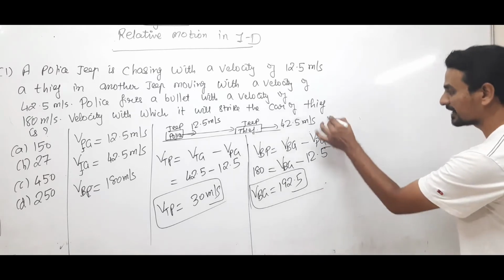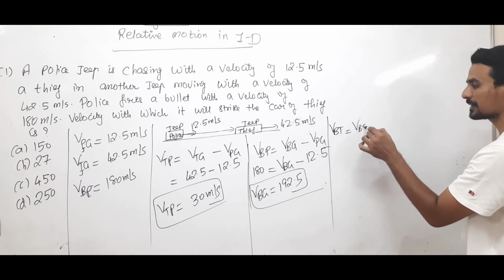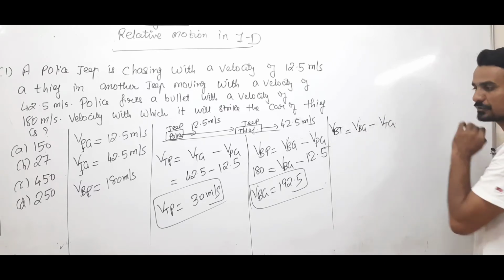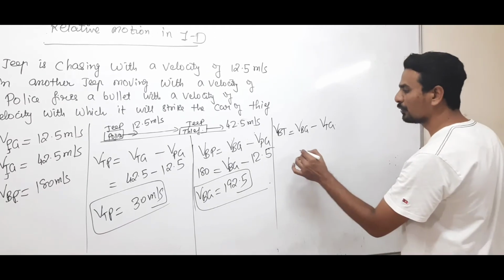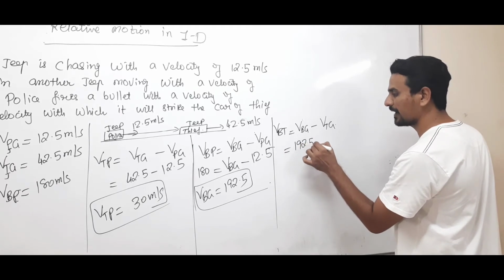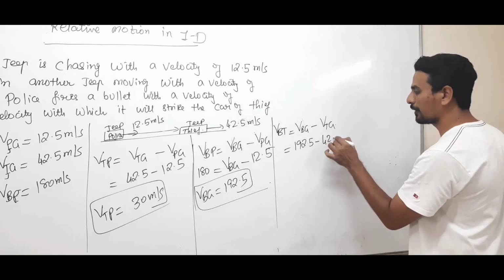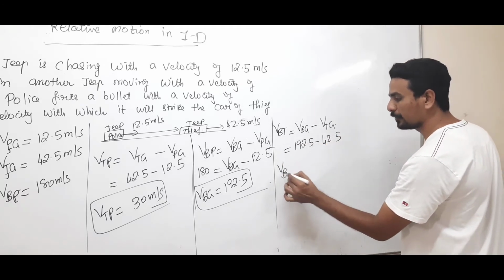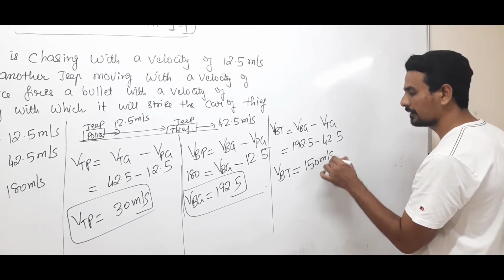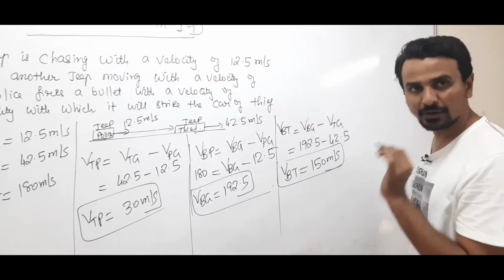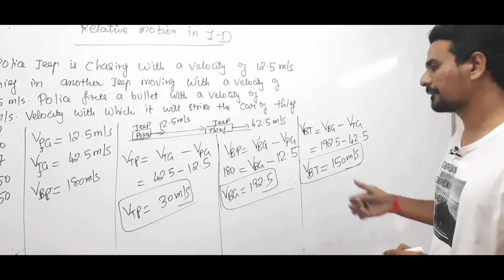Now we will calculate the velocity of the bullet relative to the thief. This will be the velocity of the bullet with respect to ground minus the velocity of the thief with respect to ground. Okay, fine. The velocity of the bullet with respect to ground is 192.5 minus the velocity of the thief with respect to ground, 42.5. So finally the velocity of the bullet with respect to the thief will be 150 meter per second. Right? So the bullet will strike the jeep of the thief with a velocity of 150 meter per second.